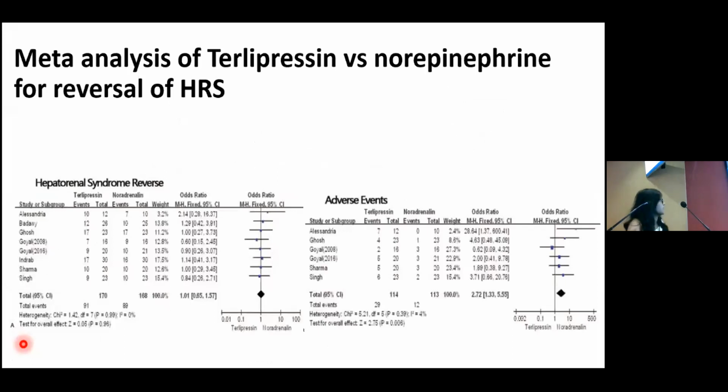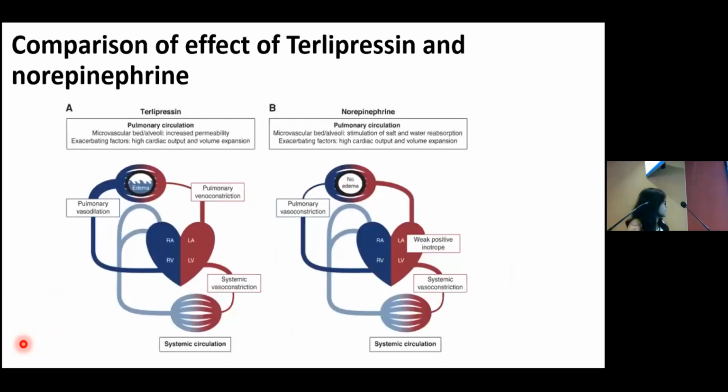So this is a meta-analysis of terlipressin versus norepinephrine for reversal of HRS. Both groups have similar efficacy in reversing the hepatorenal syndrome. But adverse effects are more common in the terlipressin group. The reason is that terlipressin causes pulmonary vasodilatation, whereas norepinephrine causes pulmonary vasoconstriction. So you get more pulmonary edema and respiratory insufficiency if you receive terlipressin.